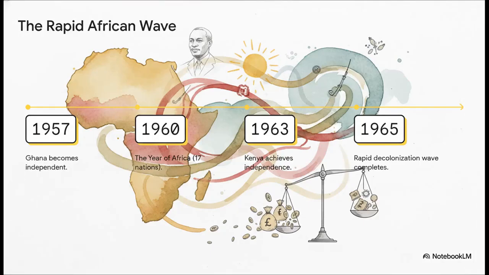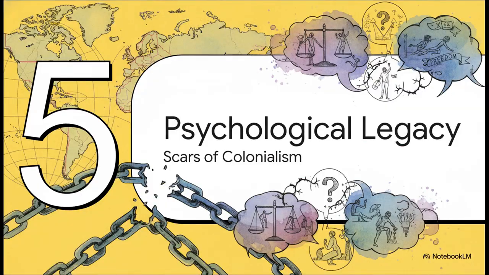Following these bloody conflicts, the map started changing at absolutely breakneck speed. We see Ghana under Kwame Nkrumah gaining independence in 1957. Then comes 1960, literally known as the Year of Africa, with 17 nations becoming independent in a single year. Then Kenya in 1963, and by 1965 the rapid wave is mostly complete. Why so incredibly fast? Because France and Britain looked at Algeria and Kenya and did the math. Holding these colonies by force simply cost too much economically and politically, which led to a massive wave of sudden negotiated transfers.